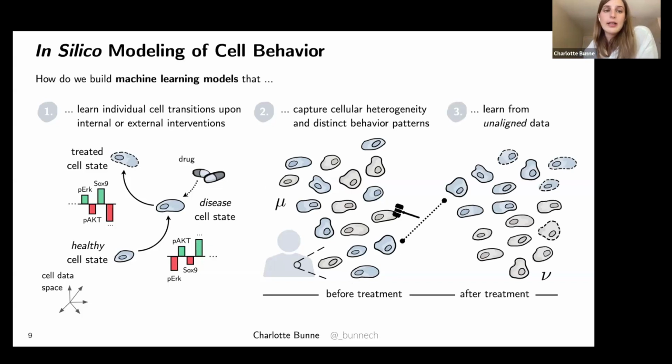And last but not least, right, we need to have machine learning models that learn from underlying data. As I mentioned already, these technologies are destructive. I don't have an alignment. I only have samples of a distribution that changes over time.